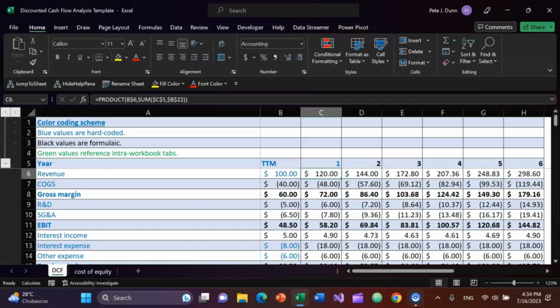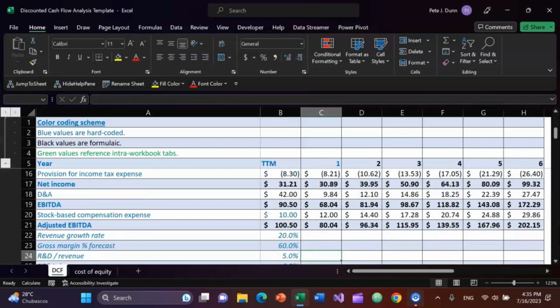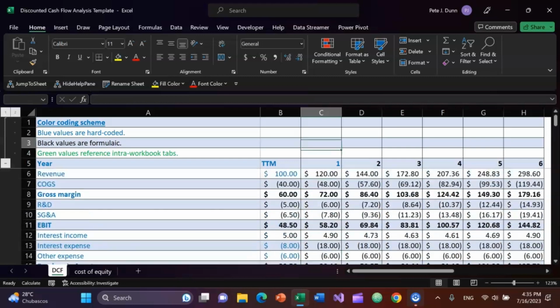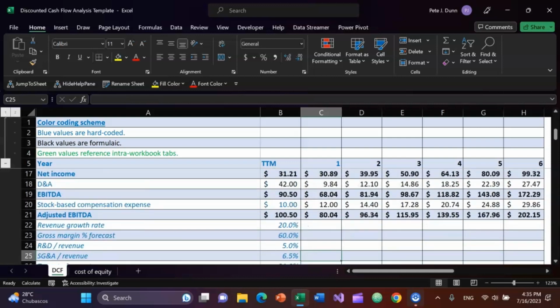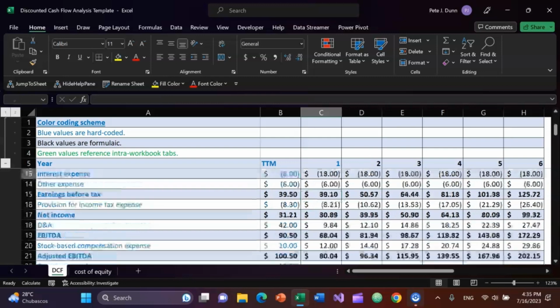Now for the income statement forecast, revenue is just trailing last year's revenue period times 1 plus revenue growth rate, which is in row 22. It's a 20% growth rate. Cost of goods sold is a plug, it's revenue minus gross margin. Gross margin is the product of the revenue and the gross margin percentage forecast of 60% in row 23.